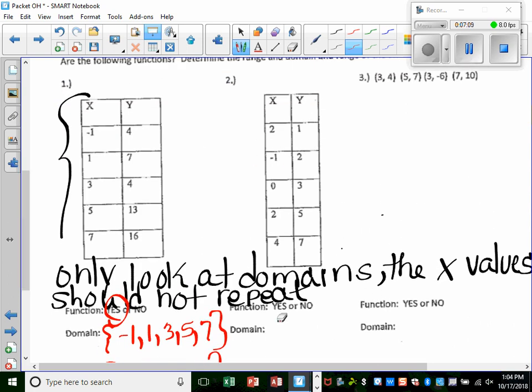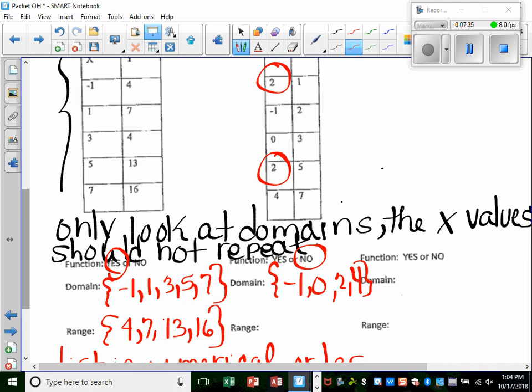So in table number 2, I'm trying to first determine whether or not it's a function. It looks like the 2's are repeating. So this answer would be no. That is not a function. Okay, because remember, you don't even look at the X's, only the Y. So I'm ready to list the domains. So I'm going to start with -1, 0, 2, and 4. Okay, for the ranges, 1, 2, 3, 5, 7.